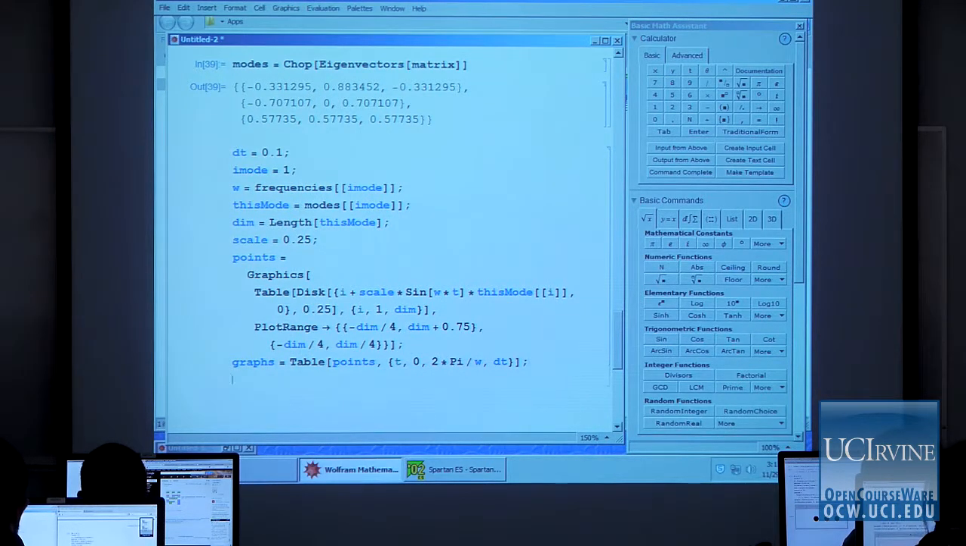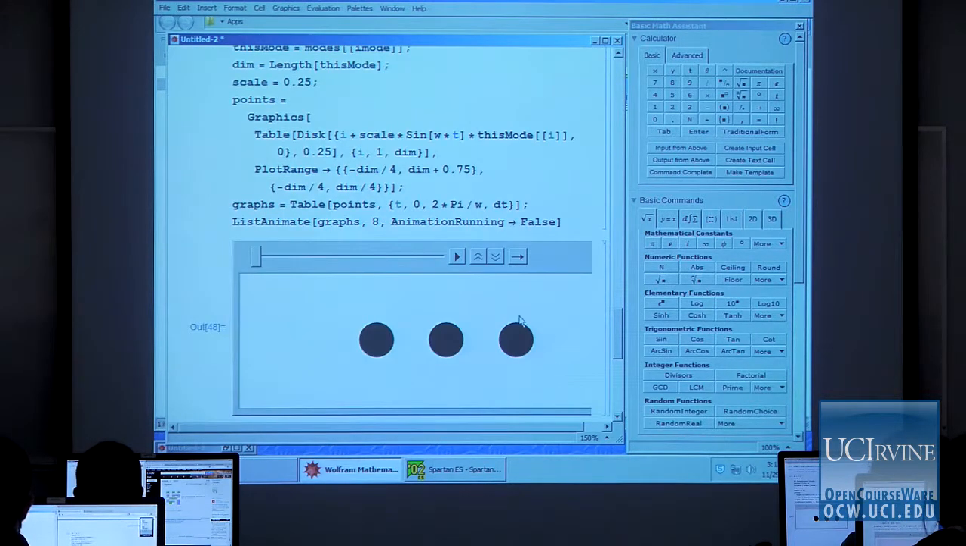Okay. And then finally, list animate graphs, animation running arrow false. Okay, let's see if it works. All right, we got something.